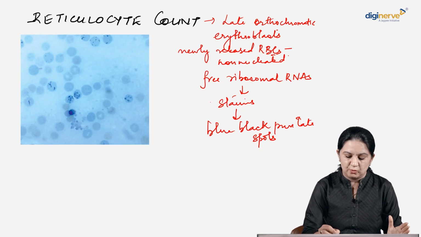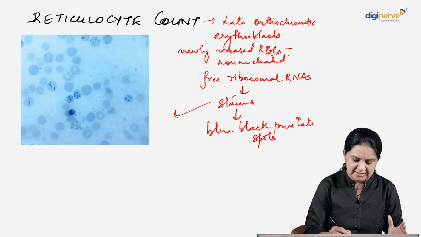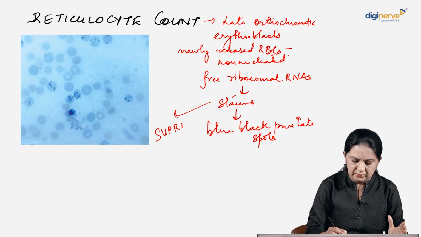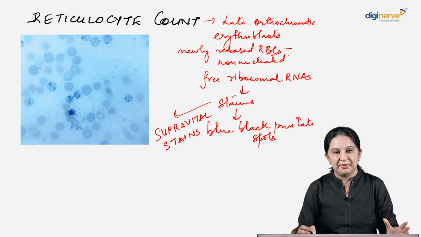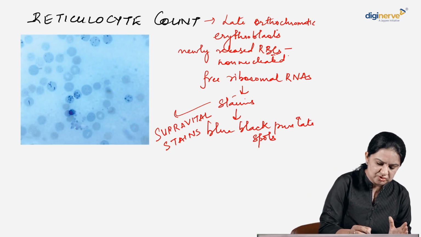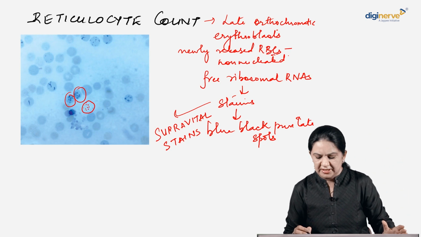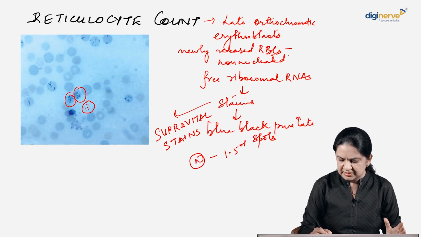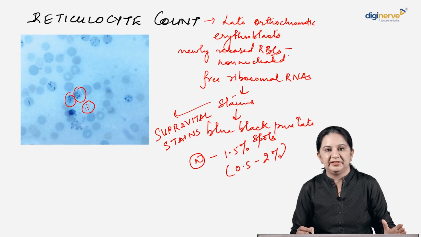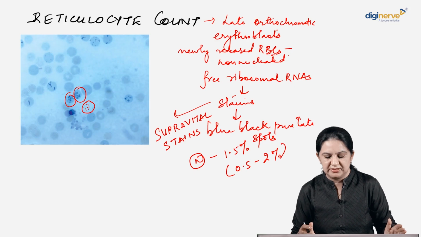So, an important question, what stains are used for reticulocyte count? Yes, these are supravital stains. Supravital stains are used to stain reticulocytes and they appear as blue-black punctate spots. So, if you see here, the blue-black punctate spots like this, they are reticulocytes. Normal reticulocyte count is around 1.5% in adults, varying from 0.5 to 2%.